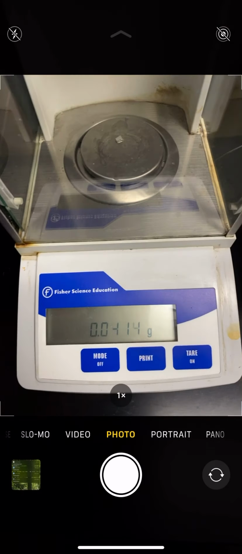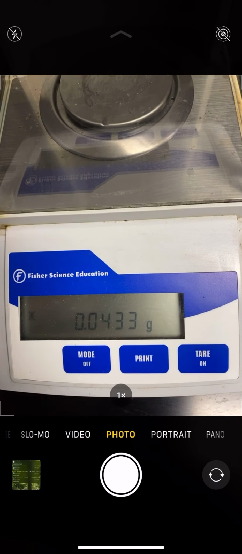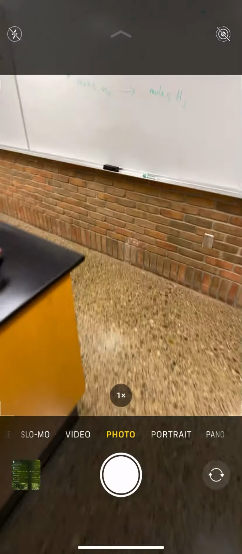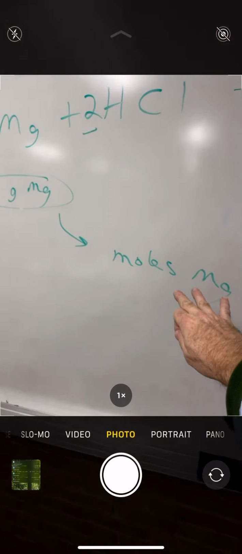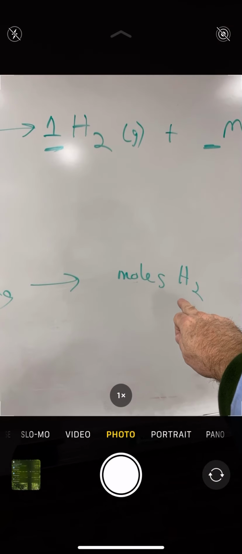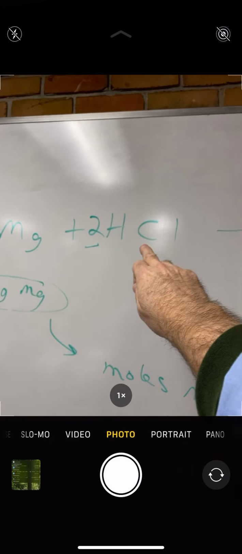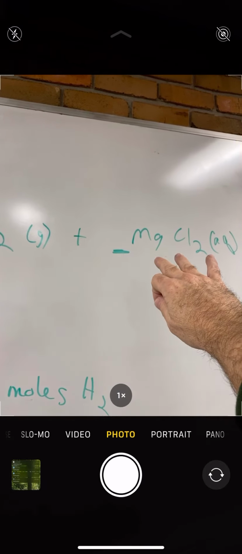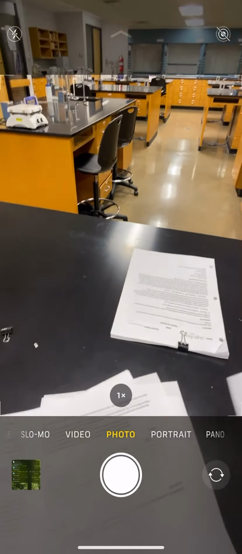Put it on the balance, close the door. You're going to record as your mass of magnesium 0.0433 grams. So you're going to change from grams of magnesium to moles of magnesium, and then from moles of magnesium to moles of hydrogen gas. And you get that from this balanced equation. 1 mole of magnesium is reacting with 2 moles of HCl to make 1 mole of hydrogen gas and magnesium chloride. So it's this 1 mole to 1 mole relationship, right, it's on the first page.